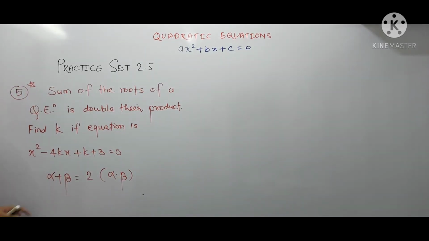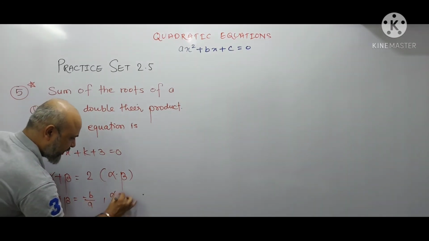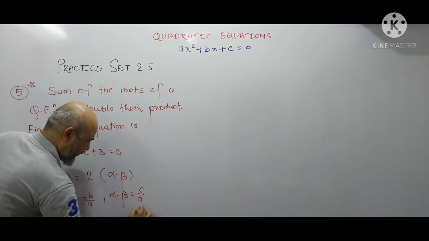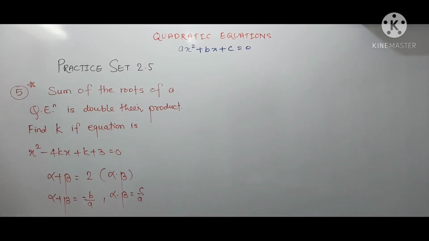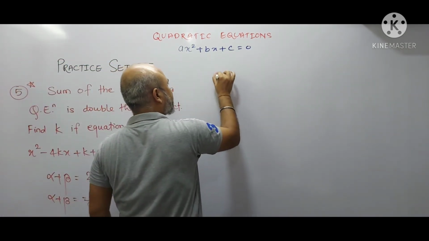What is the value of alpha plus beta? That is minus b by a. And what is alpha into beta? That is c by a. We are going to use these two concepts to solve this question, to find the value of k.